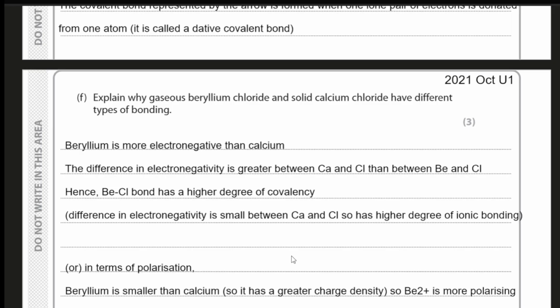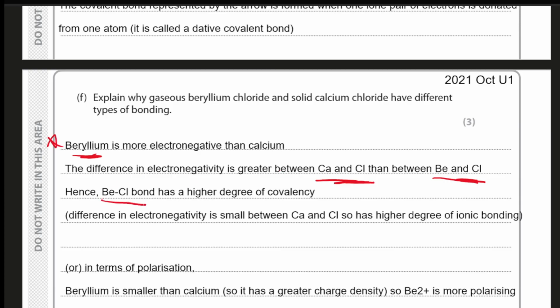Now explain why gaseous beryllium chloride and solid calcium chloride have different types of bonding. First of all, you need to see that beryllium is more electronegative than calcium. This is the first thing you need to understand. Since beryllium's electronegativity is higher, the difference in electronegativity between Ca and Cl will be greater than between Be and Cl. If the difference in electronegativity is high, the ionic character of a bond is higher, and if it is low, the covalent character is higher.